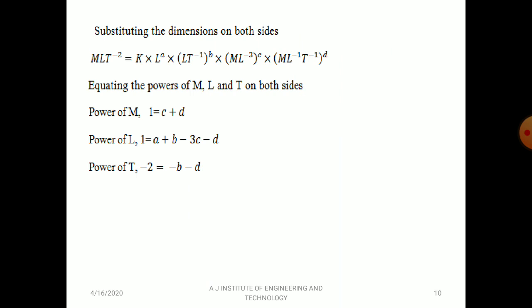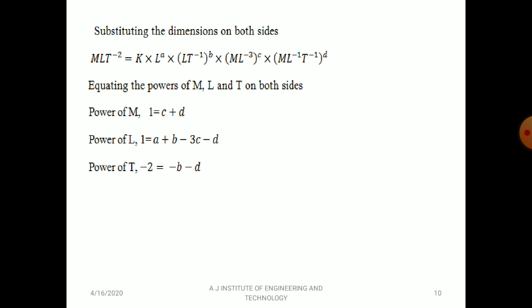Next, substituting the dimensions on both sides. On left hand side we have force, so dimension of force is MLT to the power minus 2, that is equal to k into diameter to the power a, dimension for diameter is L to the power a, into velocity to the power b, that is LT to the power minus 1 to the power b, into rho to the power c, dimension for rho is ML to the power minus 3 to the power c, into dynamic viscosity, that is mu to the power d. So dimension for mu is ML to the power minus 1 T to the power minus 1 to the power d. Then equating the powers of M, L and T on both sides.